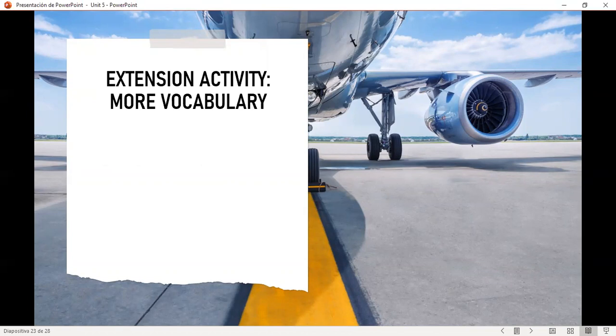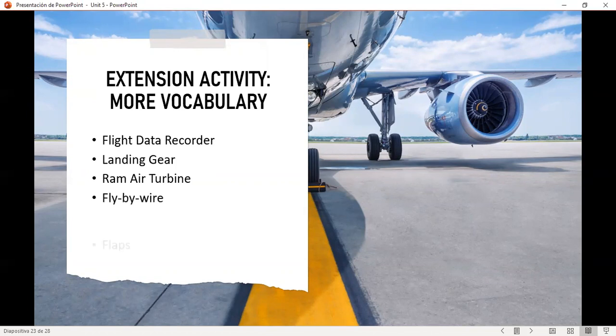In this case, we have the first word in here, flight data recorder. I'm going to move one by one. That's the vocabulary. We have flight data recorder, landing gear, ram air turbine, fly-by-wire, flaps, spoilers, and cross-feed valve. Which ones do you know the meaning of?